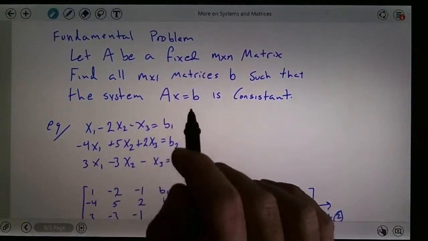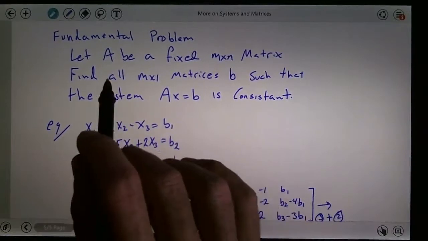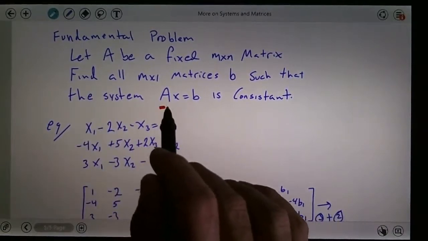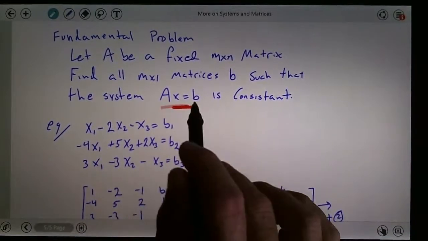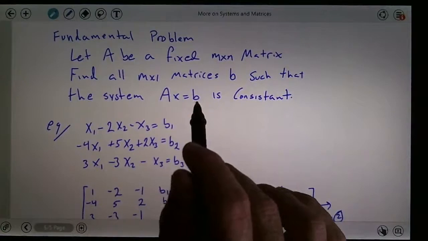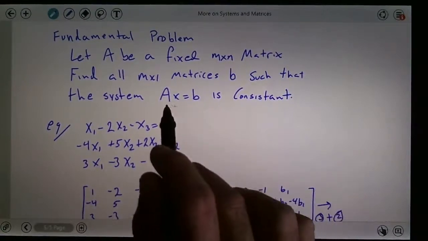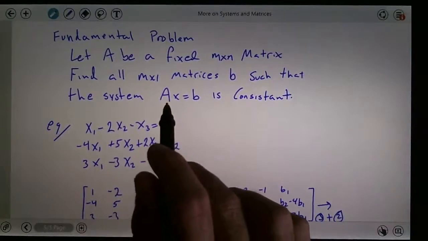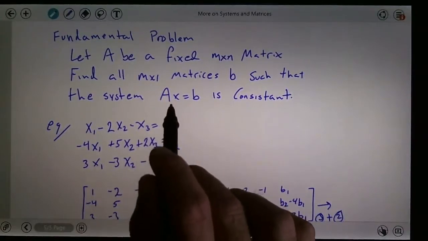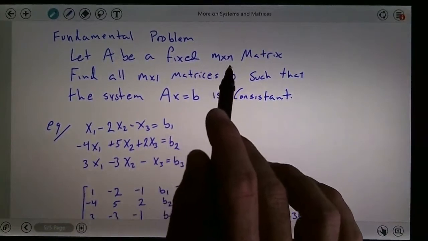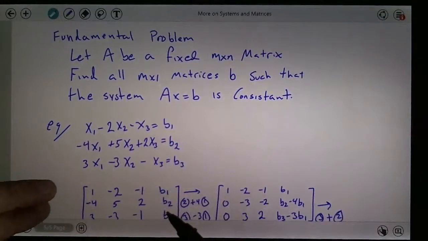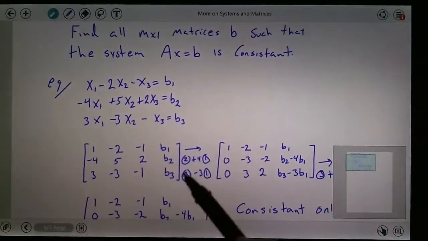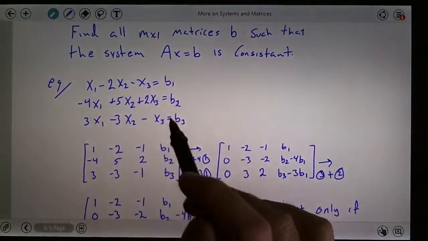Now, the equivalent statements theorem has that if A is invertible, then this system is always consistent no matter what B you choose. So it comes down to a matter of what if this matrix here, A, is not invertible, or what if it's not even square, right? That doesn't necessarily have to be square. Okay? So here's an example of how we might say what values of B might work here.